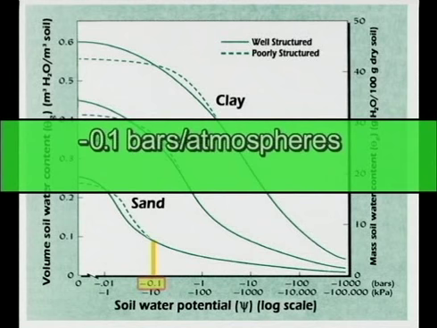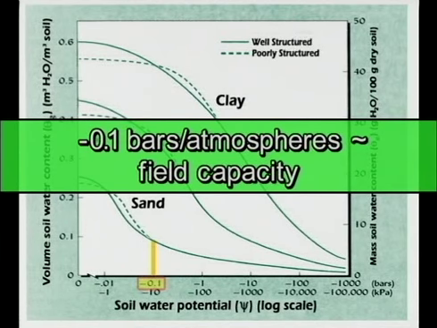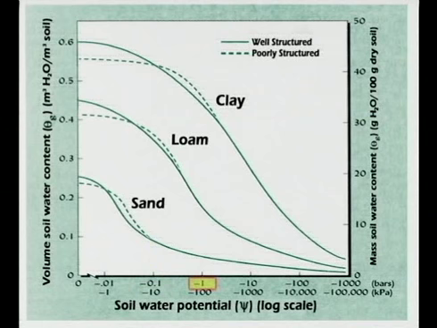Now, I indicated earlier, 0.1 bar or atmosphere is approximately field capacity. As we progress down below that to minus 1 bar or atmosphere, we can see that the sandy soil is not holding very much water at this soil water potential value. The loam soil is holding an intermediate amount, and then of course the finer clay textured soil is holding the most total water at that soil water potential value. Minus 1 bar or atmosphere is a soil that still has a lot of usable water in the soil profile. This is a very high value, meaning it's not a large negative number.